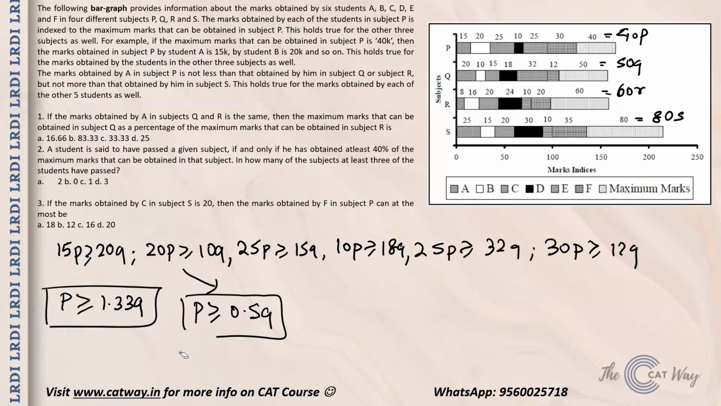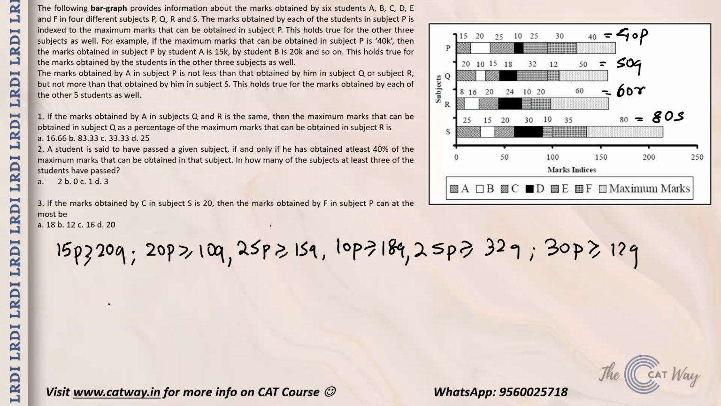So similarly, you have to look for the case where the ratio P divided by Q is the highest. That is what you have to look for. So for C, if you calculate, you will get that P is greater than or equal to 0.6Q.